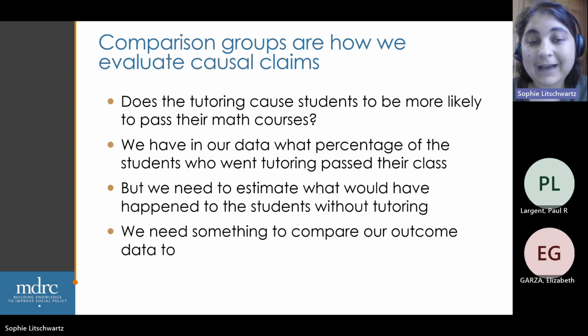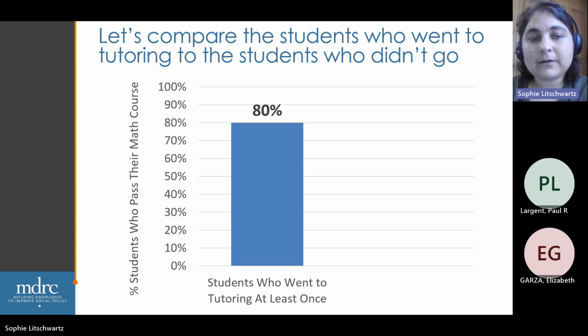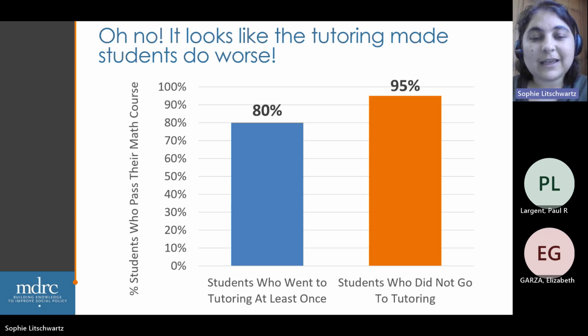Well, I have in my data what percentage of students who went to tutoring passed their math course, but I need to figure out what would have happened, or at least I need some guess of what would have happened without tutoring. And so I need to compare my data to something. So here's my 80% of students who went to tutoring passing, and here's 95% of students who did not go to tutoring passing.